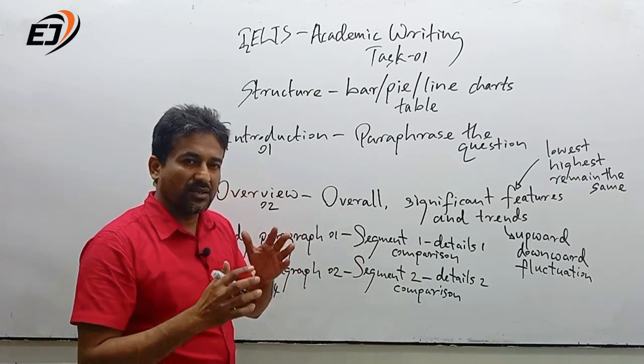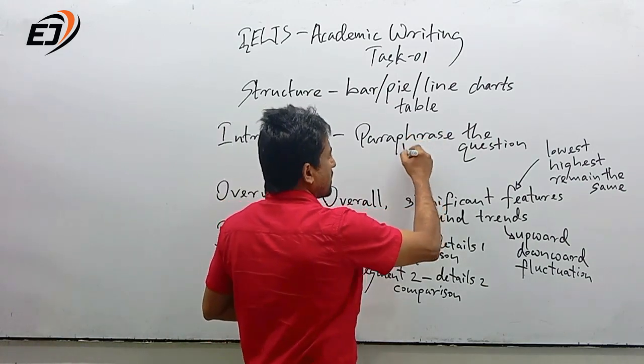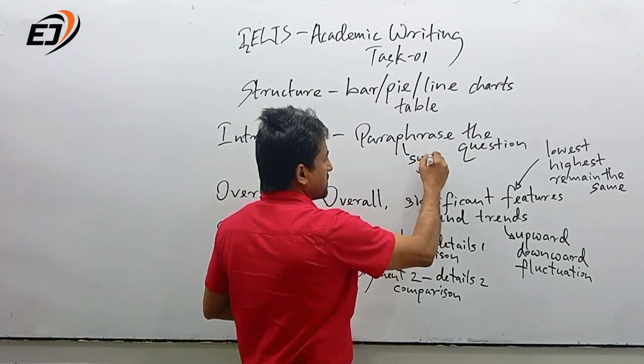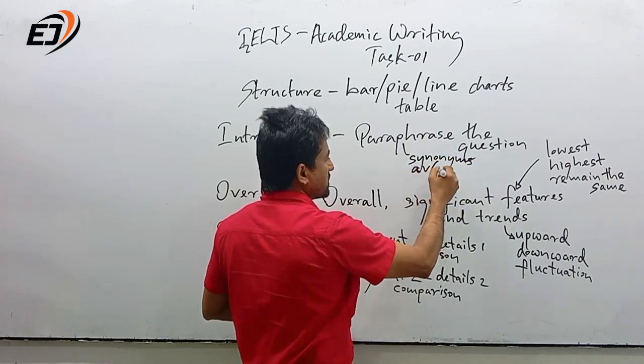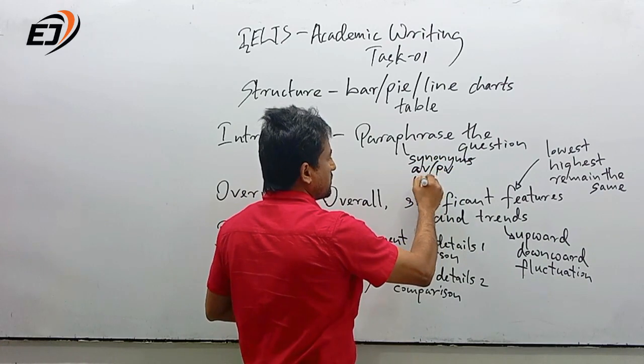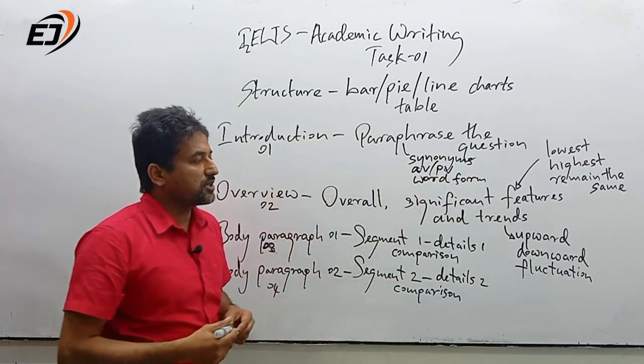Here I'm going to discuss in short, right? So how can you paraphrase? You can use synonyms or active voice and passive voice and word form. So these are the ways you can paraphrase the question.